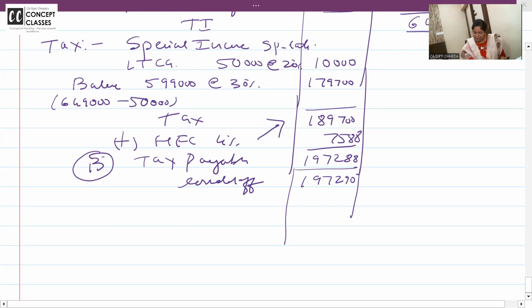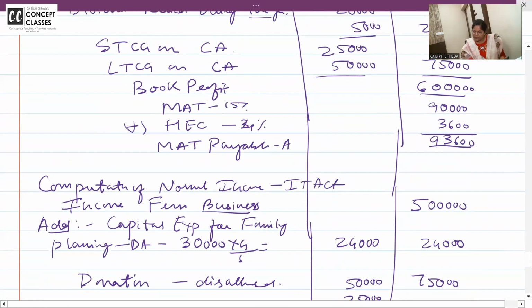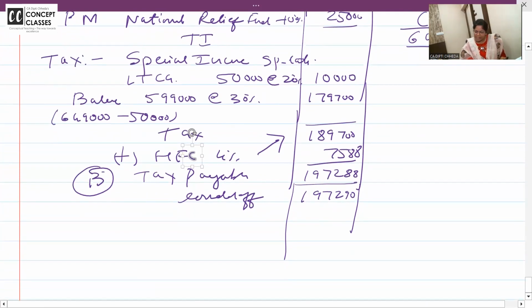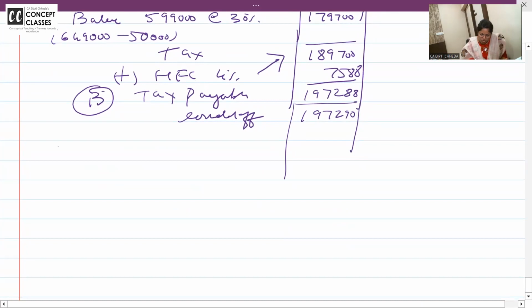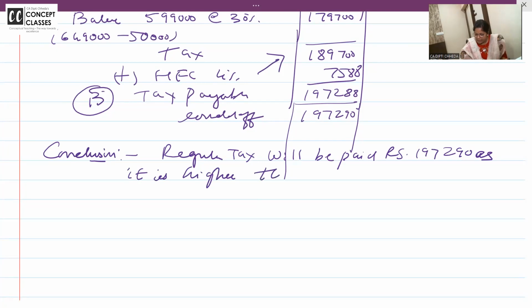What is your MAT payable, dear students? MAT payable is how much? 93,600 minimum, but your regular tax is 197,290. So obviously you will pay regular tax. Conclusion: if you don't write the conclusion, minus 2 marks. Regular tax will be paid, rupees 197,290 as it is higher than MAT. Over and out. Ask your doubts.